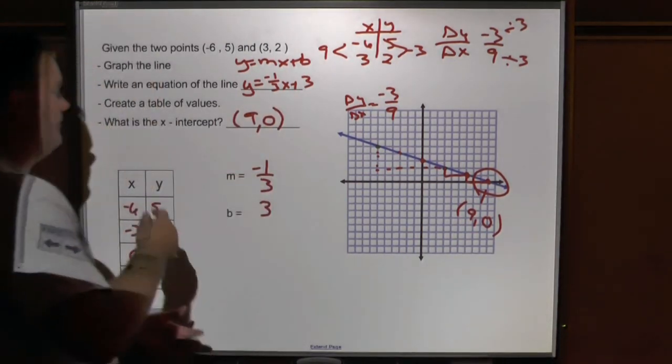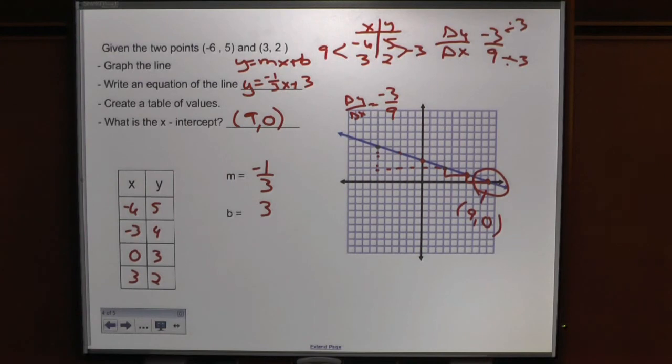Alright, so, those are our 3 ways of actually describing an equation, a graph, and a table. Alright, so, we'll have some assignment on it the next day.